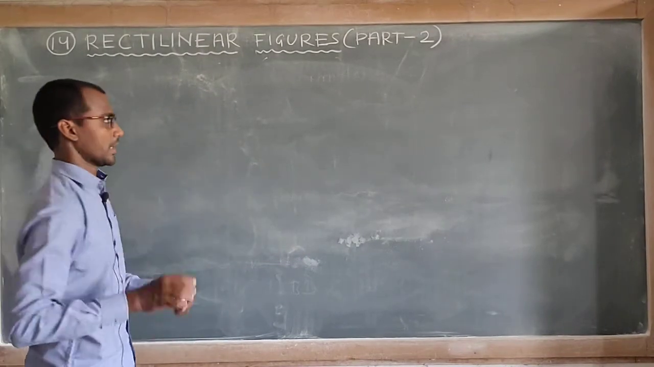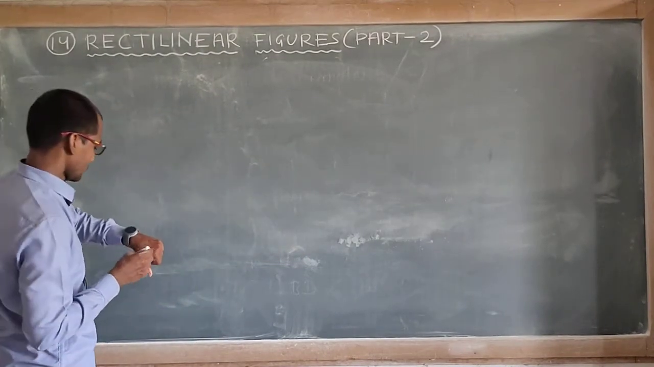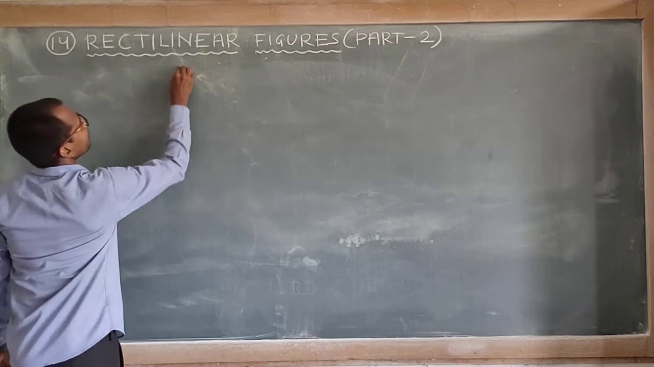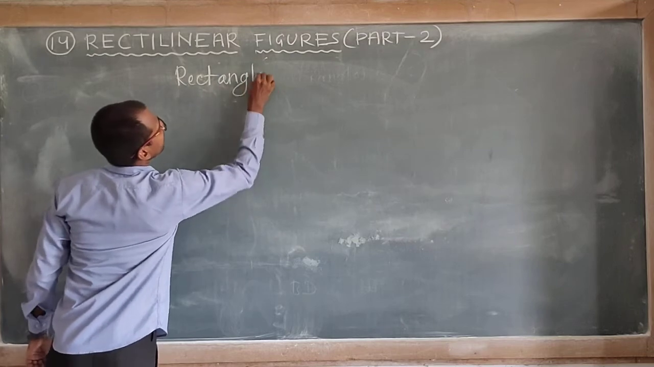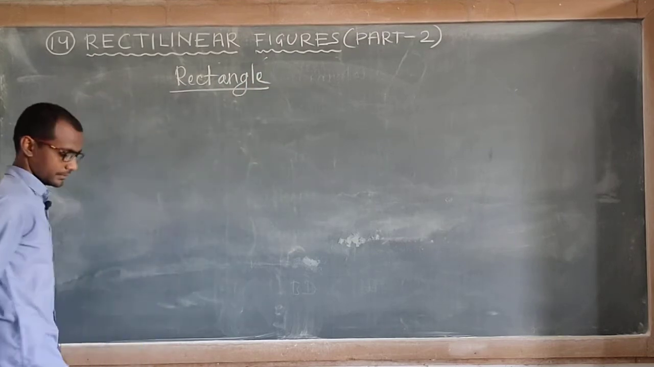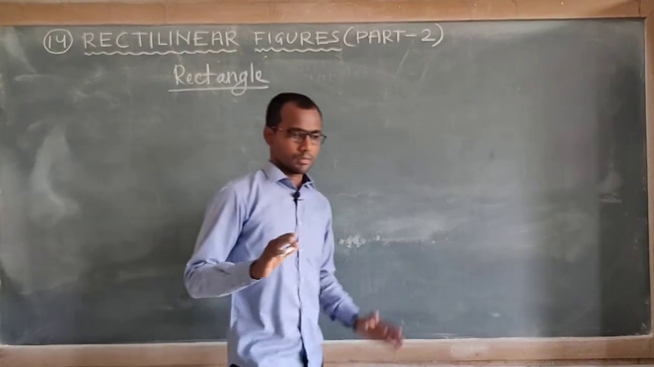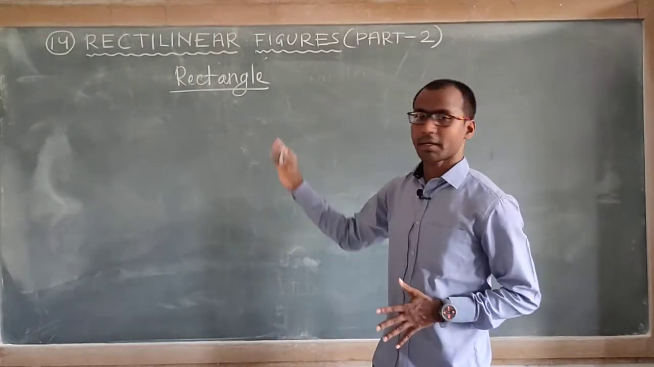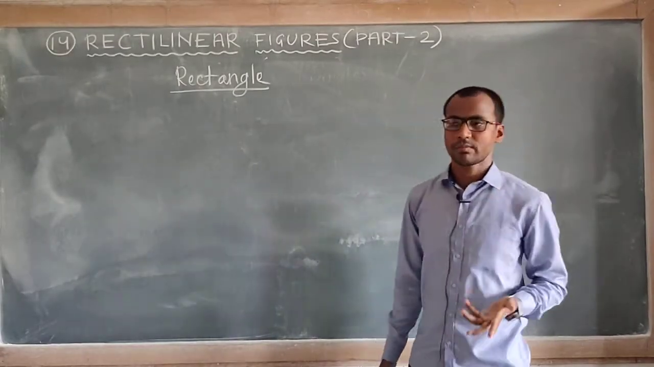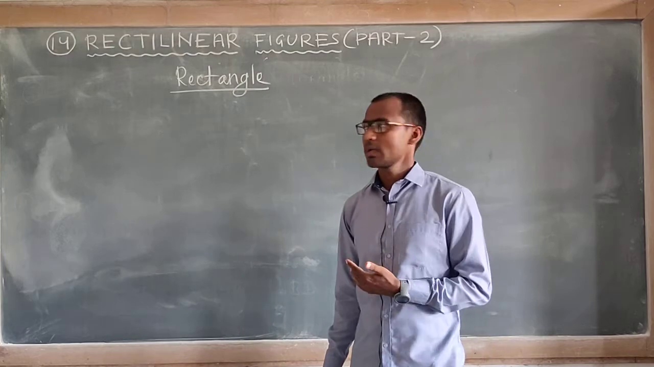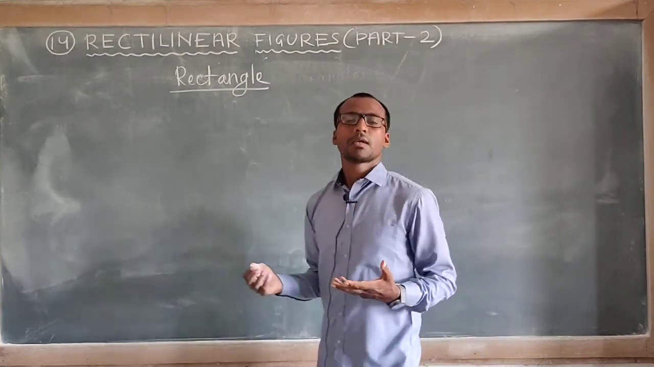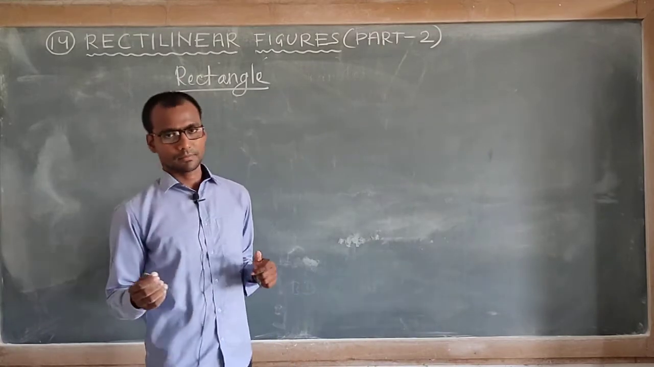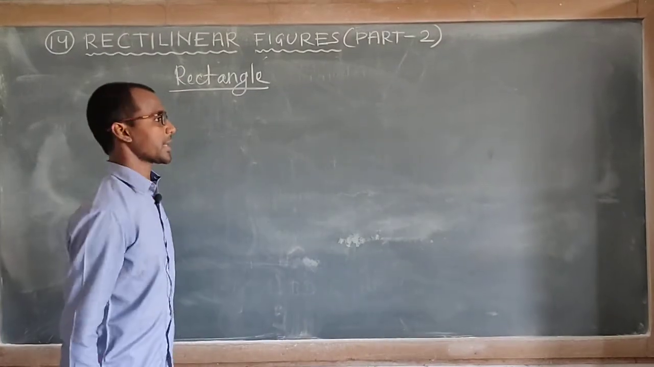Let us move to rectangle. You already know what a rectangle is, from your lower class, maybe from class 5 we have been studying about rectangles. Still I am giving the definition of rectangle. It is a quadrilateral in which each angle is 90 degree.